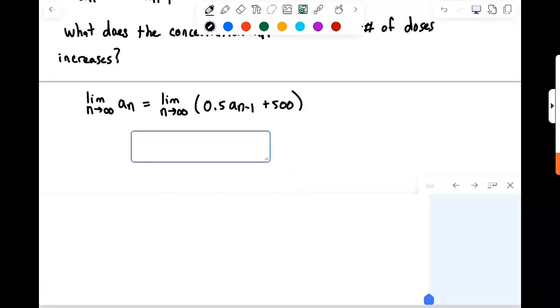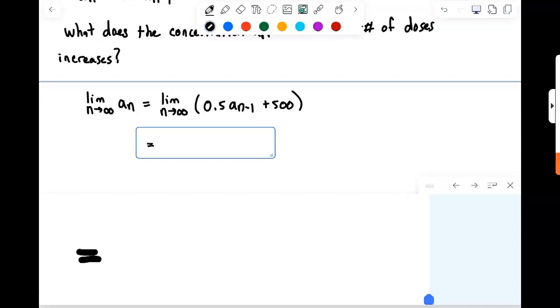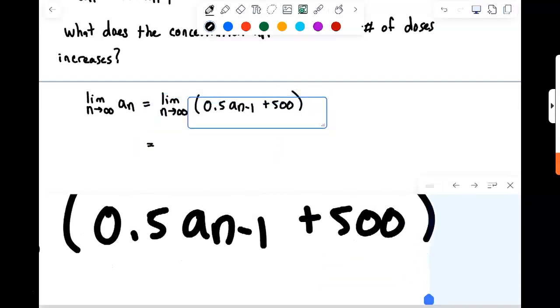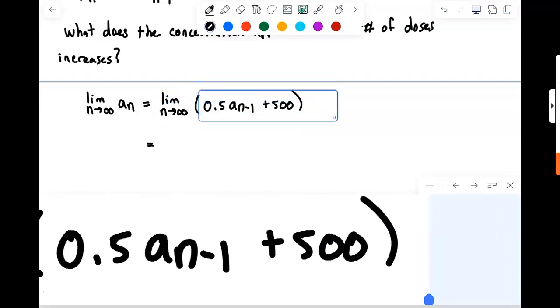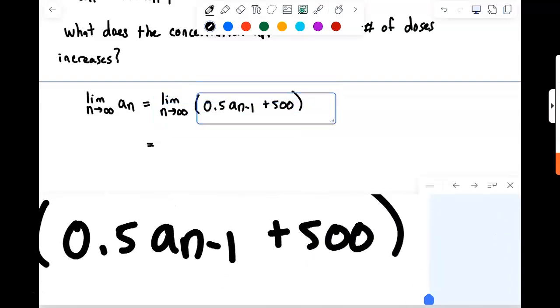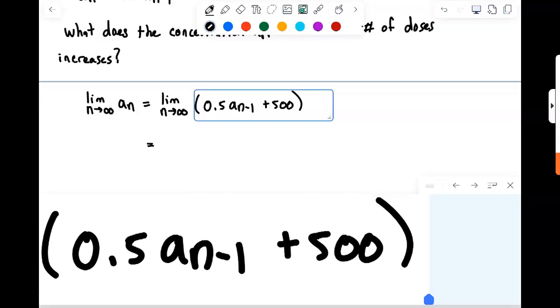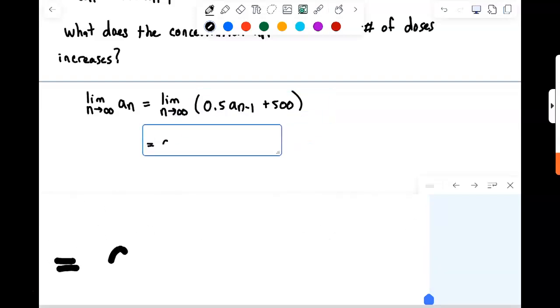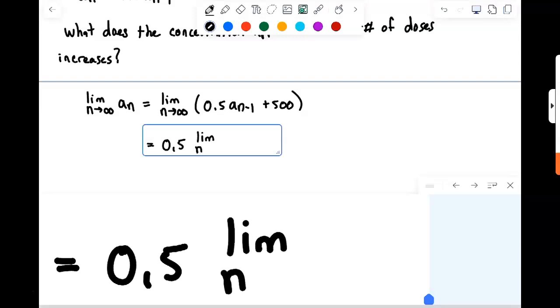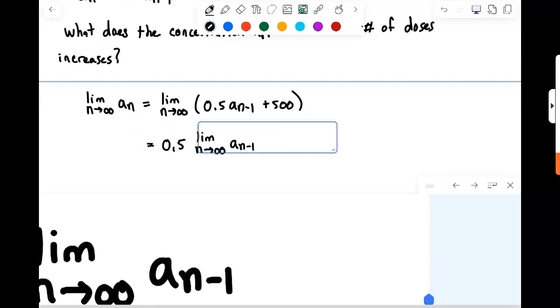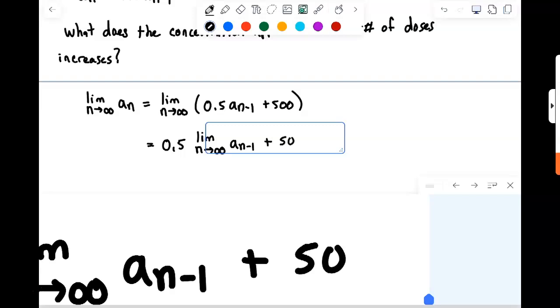Okay. And so we go through and we simplify. So we distribute. Now when we distribute across this addition, because limits do that, we'll distribute across addition, assuming they exist. So the 0.5 will just come out. We'll have 0.5 times the limit as n goes to infinity of a sub n minus 1 plus the limit of 500. 500 is a constant.